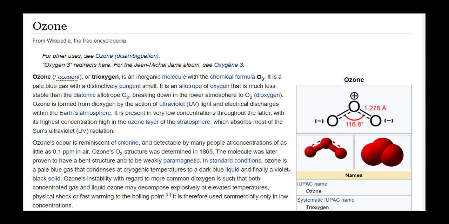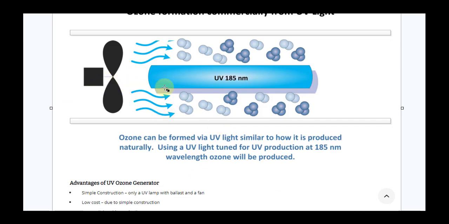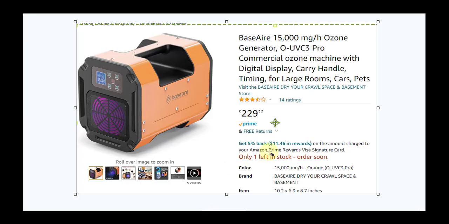You can generate ozone by having oxygen, air, flow by an ultraviolet light. This is a pretty short wavelength, 185 nanometers. The photon has a lot of energy. It can convert oxygen into ozone. And here's an ozone machine. The purpose in this case is to take odors and smelly areas and sanitize them.